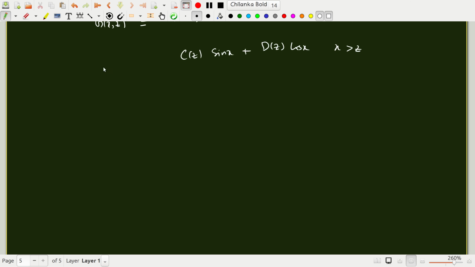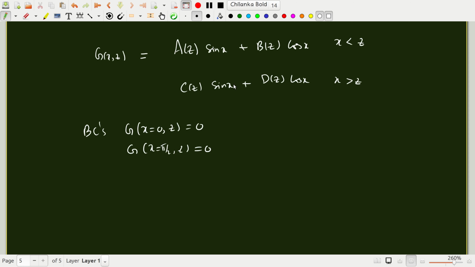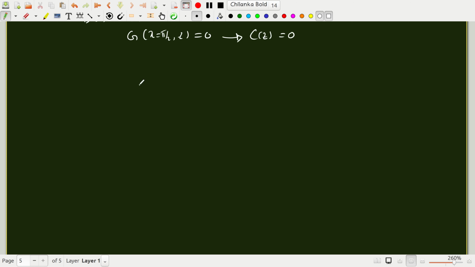Now the boundary conditions are g of x,z is 0 at x equal to 0, and g of x,z is 0 at x equal to pi by 2. This means the first equation will tell you that when I put x equal to 0, cos x becomes 1, sin x becomes 0. So this implies that b of z must be 0. In the second equation, when I put x equal to pi by 2, I will get c of z times 1 plus d of z times 0. That means c of z must be 0. Okay, so therefore the Green's function can be written as a of z sin x for x less than z, and d of z cos x for x greater than z.